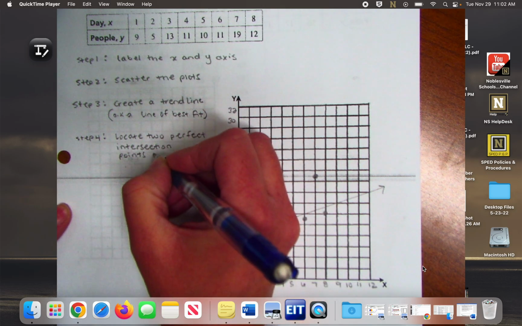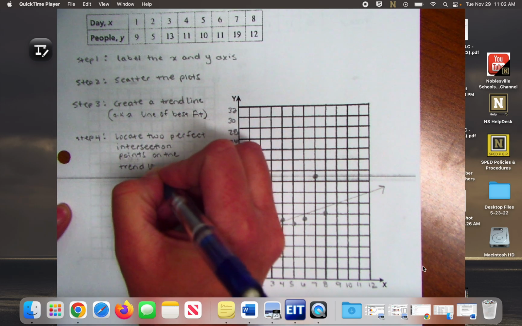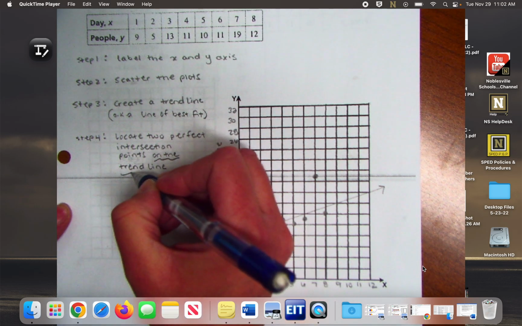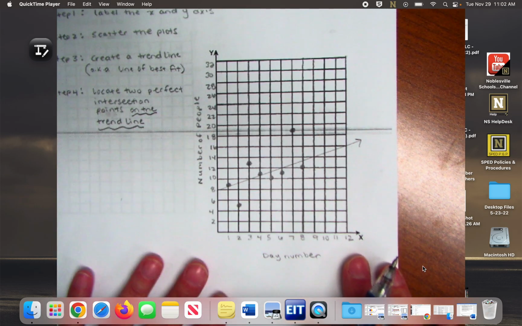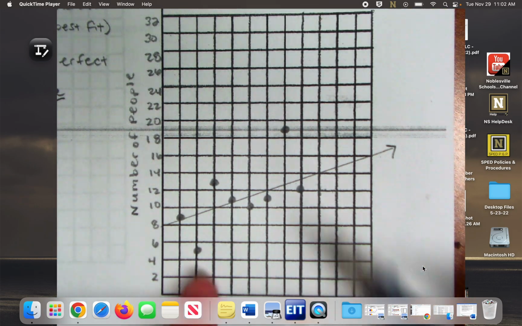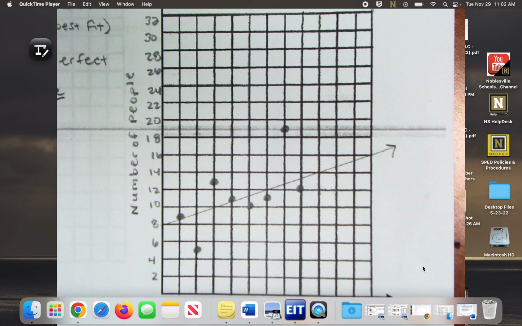On the trend line. So this is where we are going to ignore our plots that we scattered. We're going to specifically look at our trend line. I'm going to zoom in here. We're going to specifically look at just this line that I made, and I'm going to look for 2 perfect intersection points.